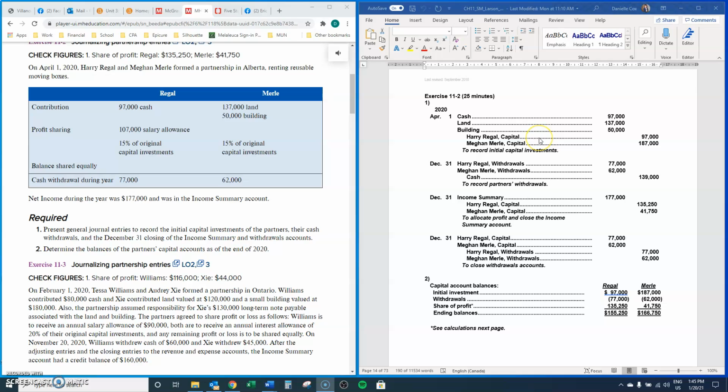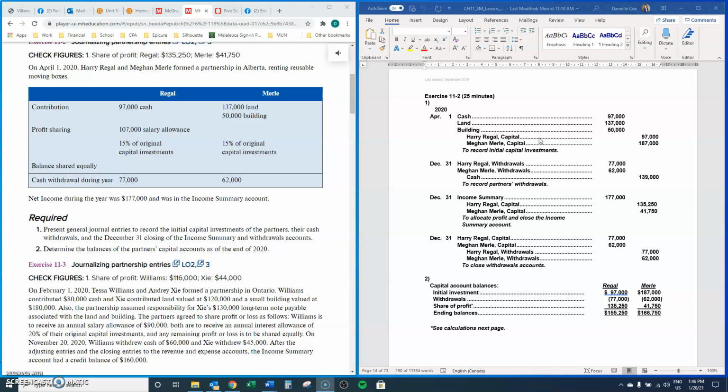So Harry had the cash that was $97,000, so we credit his capital account for that $97,000. Megan Merle contributed the land and the building, which totaled $187,000. So her capital account gets credited with that amount.